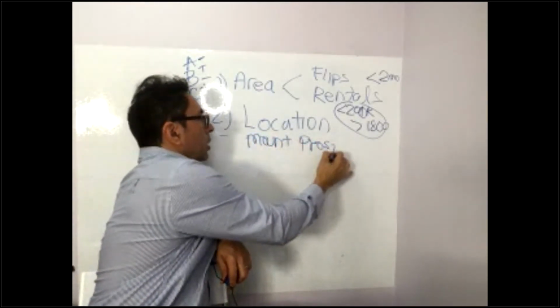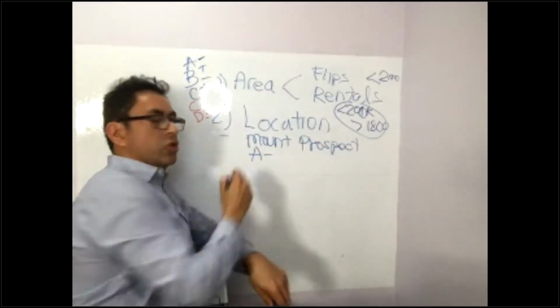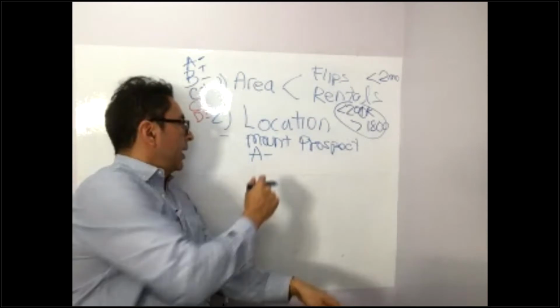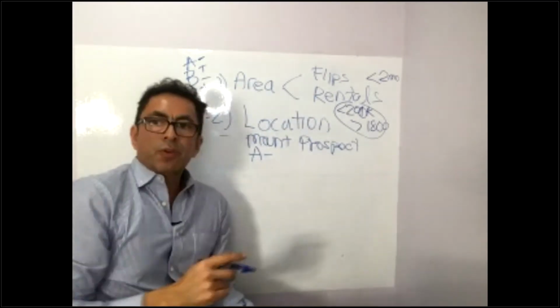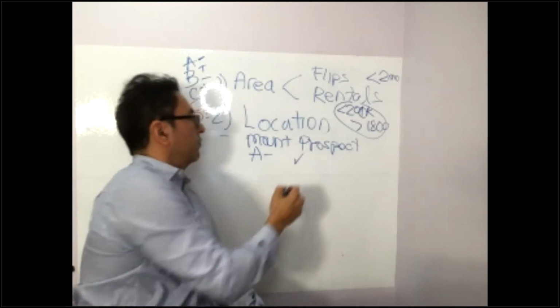Mount Prospect. Okay, so Mount Prospect, it's an A- neighborhood. Okay, I like that. Now, does it support flips or rentals? It supports both. Okay, so that's great for the area.